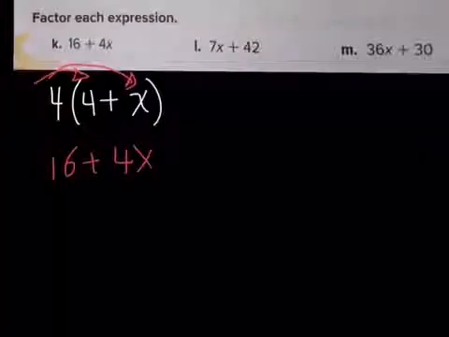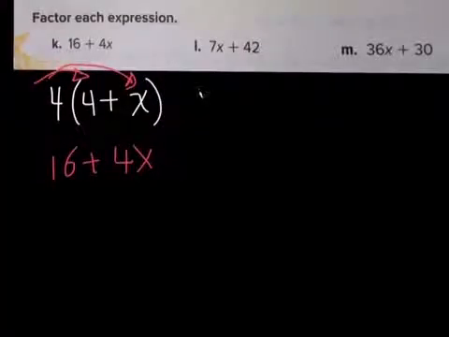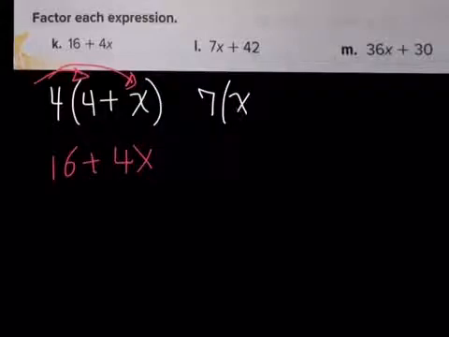For I have 7 and 42. Yeah, it's going to be 7, because 7 times x is 7x, plus 7 times 6 is 42.